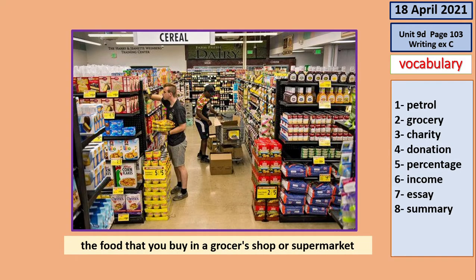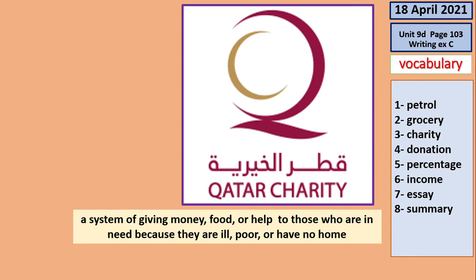What about number 2? Excellent, this one is grocery. Grocery: the food that you buy in a grocery shop or supermarket. So it is the place, or the branch in big malls and stores, where we can find food. Grocery.